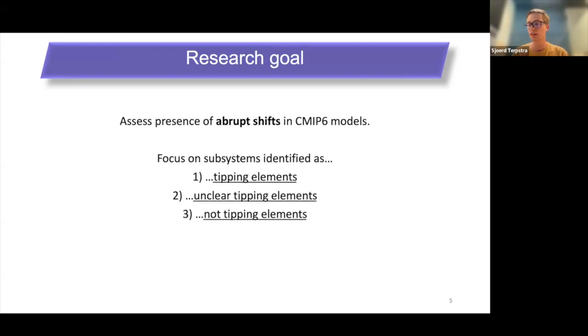So tipping elements include things like the Amazon rainforest or the subpolar gyre. Unclear tipping elements include monsoons and Antarctic sea ice. And the not tipping elements includes the rest of the sea ice systems. Even though we structured in this way, with this research, we really look at whether things are abrupt. So we don't make a claim whether it's actual tipping behavior we see. Just want to try to show whether these shifts happen, and they might originate from some tipping behavior or from some other feedback mechanism.